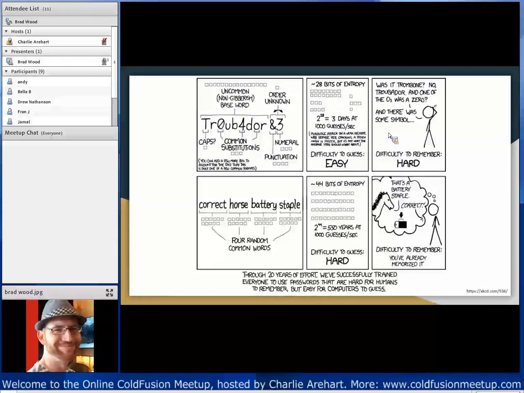So in the next pane, it has another potential password. Correct horse battery staple. Four random common words, all lowercase, no numbers, no special characters, nothing like that. 44 bits of entropy. And entropy is exponential, so it's not just twice the entropy. That's actually exponentially more entropy. That would take 550 years at 1,000 guesses a second.